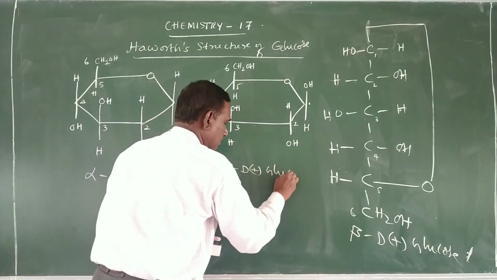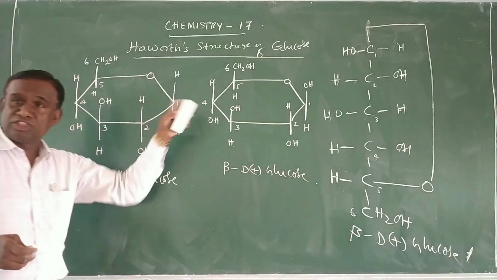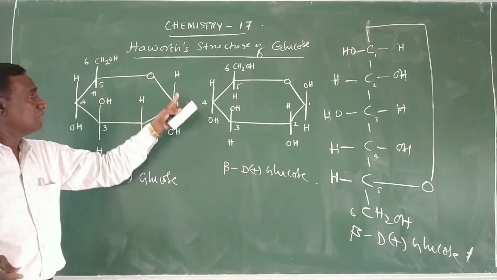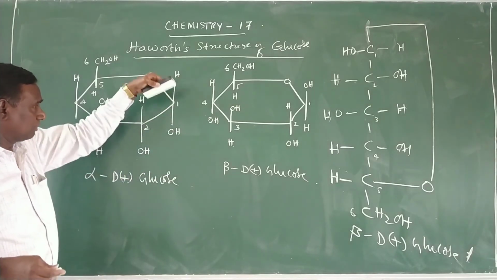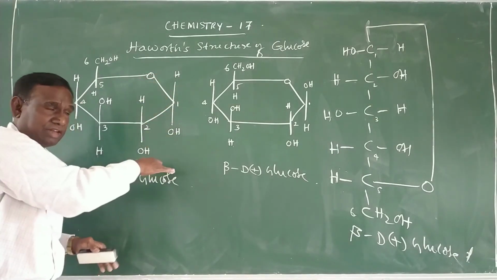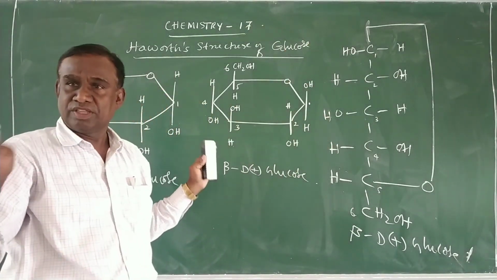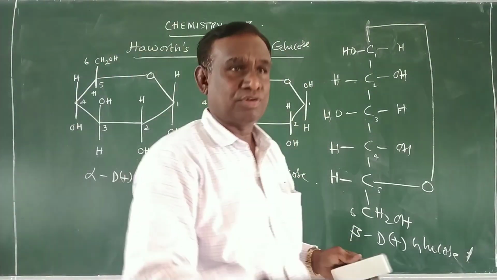But what is the difference between these two Haworth structures? At the first carbon atom, in the alpha D glucose, OH is below the plane, but here, what? Above the plane. Everything else is the same. Therefore, alpha and beta differ at the first carbon atom.